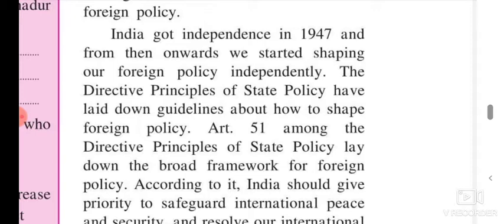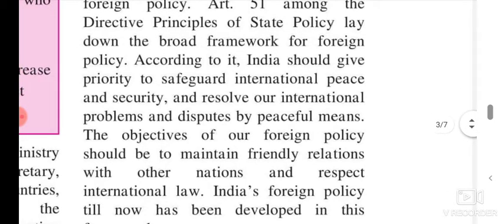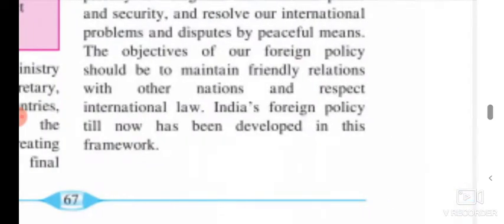Article 51 among the directive principles of state policy lays down the broad framework for foreign policy. According to it, India should give priority to safeguard international peace and security and resolve international problems and disputes by peaceful means. The objectives of our foreign policy should be to maintain friendly relations with other nations and respect international laws. India's foreign policy till now has been developed in this framework. Let's get into the next page.